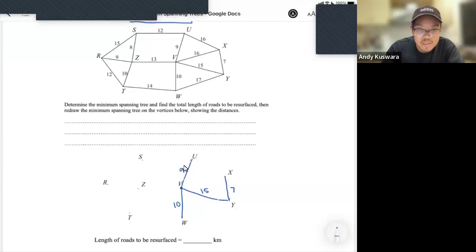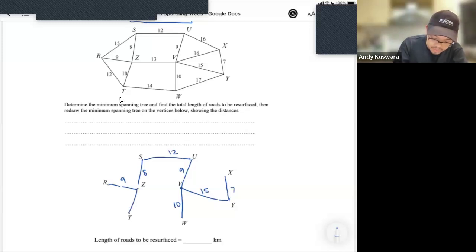Now looking to connect the rest, I've got 12, 13, 14. 12 is looking to be the shortest. So I'm going to connect the U and the S by 12. And then from here, let's see, I can connect the 8. Yep, I'll need to connect the 8 in because 8 is shorter than 15. I'll connect from S to R. I would have to connect it probably through the 9 because that's the shortest. And then from your Z to your T, the shortest one to connect that in would be 10. And you can see now everything's all connected.